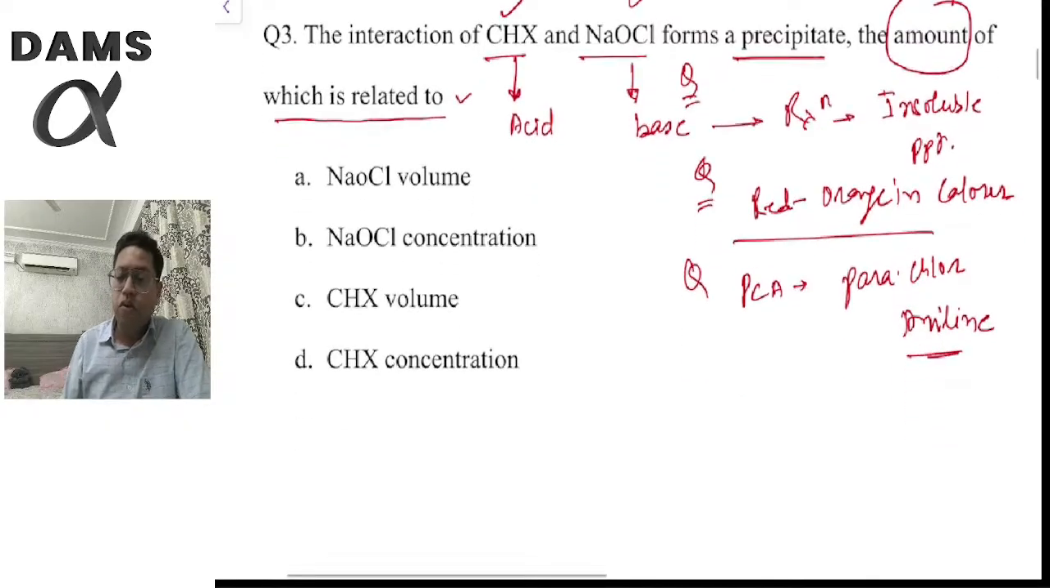Now, the question is asking something else. The question is asking whenever there is interaction between chlorhexidine and sodium hypochlorite, it forms a precipitate. What precipitate is formed?